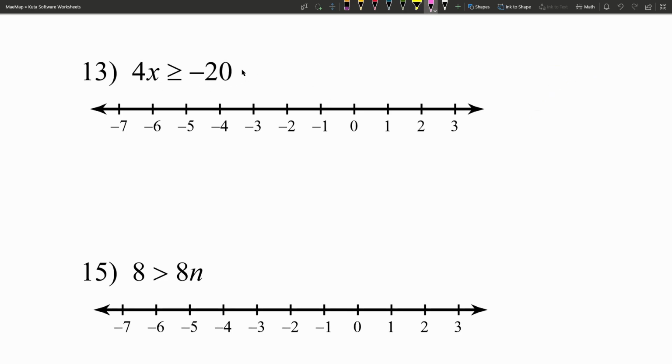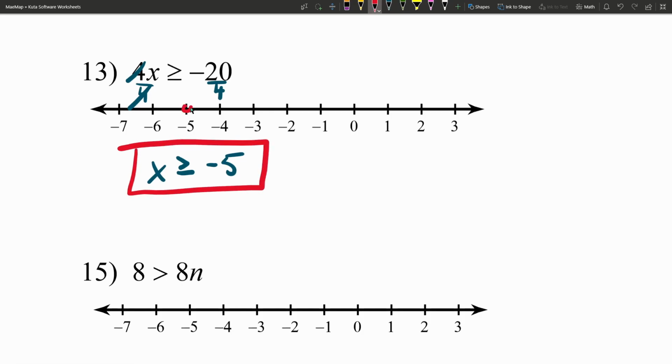We have 4x is greater than or equal to negative 20. So we're just going to divide by 4. Dividing by a positive, we don't need to worry about switching that inequality. So we're going to have that x is greater than or equal to negative 20 divided by 4. Negative divided by a positive is a negative, and that's going to be a negative 5. So x is greater than or equal to negative 5. Locating, circling it, filling it in, and shading everything to the right. There we have it. x is greater than or equal to negative 5.